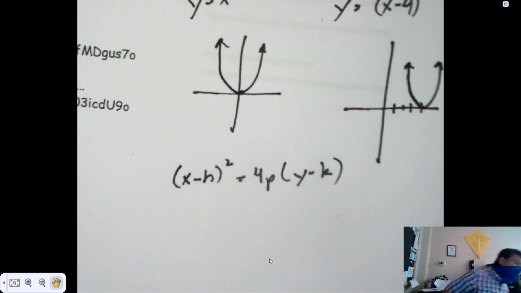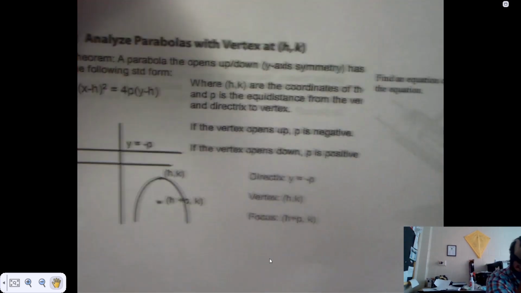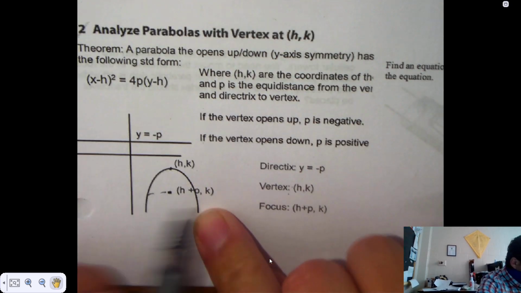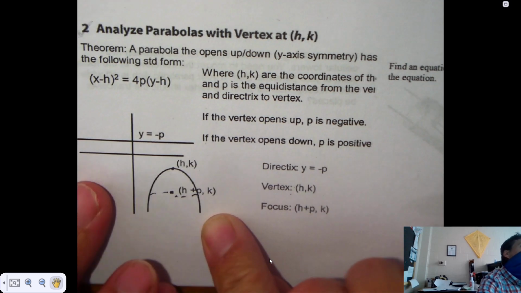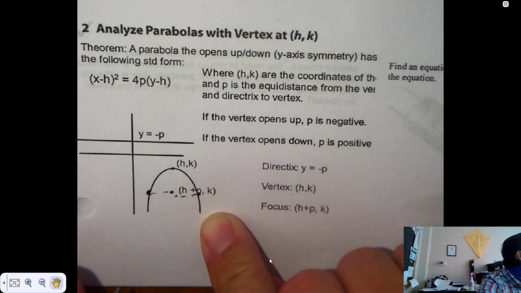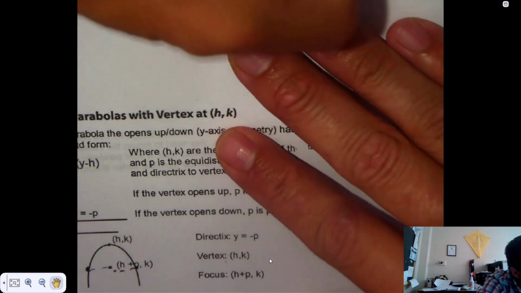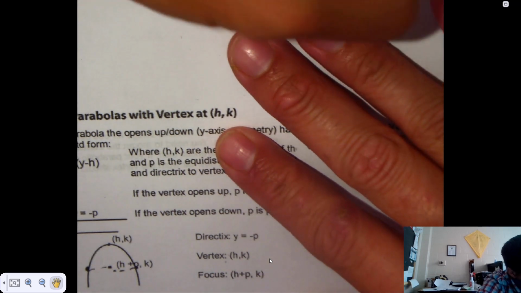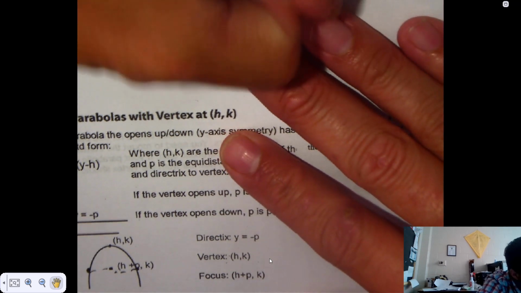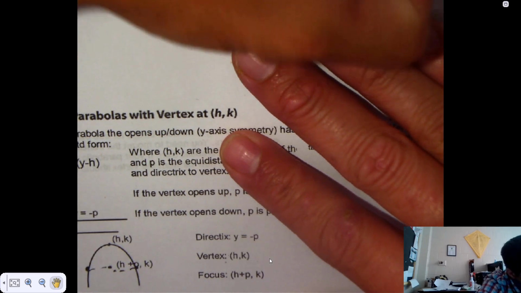We are going to do a little bit something different. Because these are vertical parabolas, and only because of that, when we find the coordinates of the latus rectum, we're actually going to be plugging in a y value. So we're going to plug in y values to find the endpoints of the latus rectum.